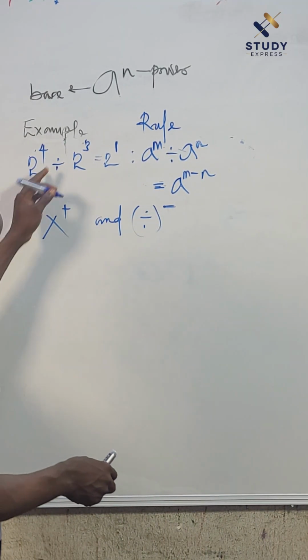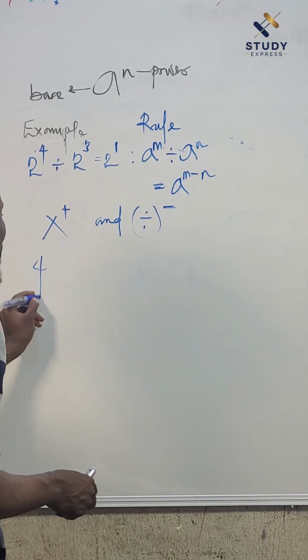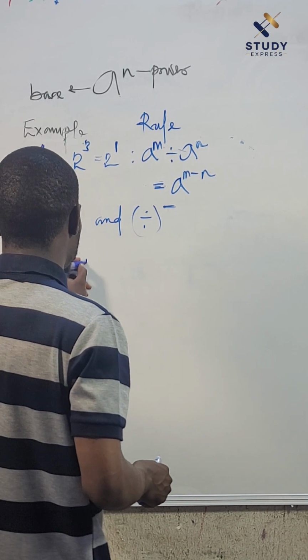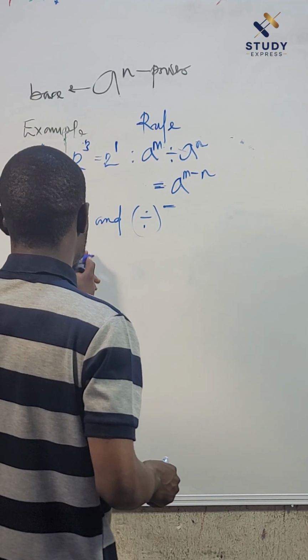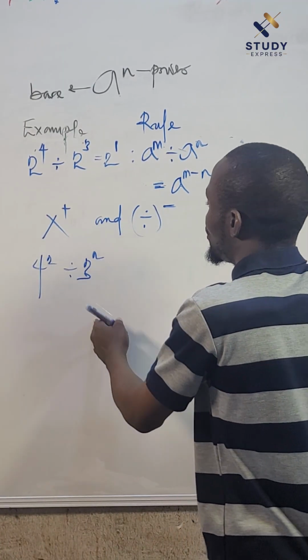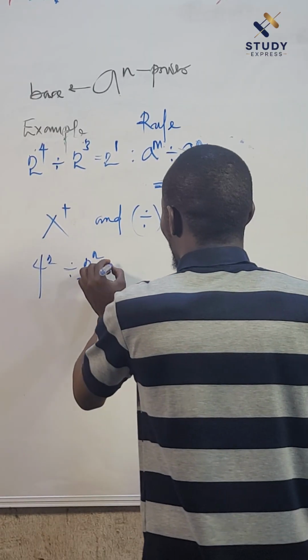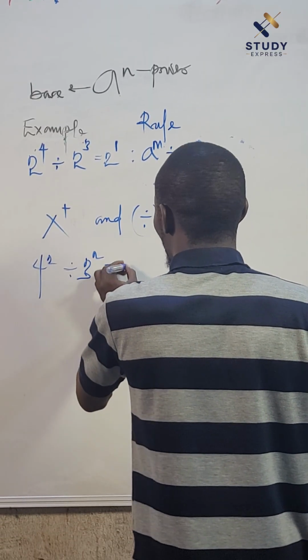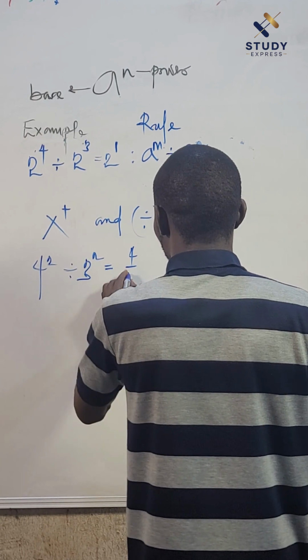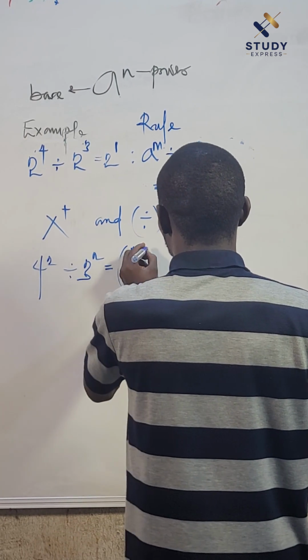Now, what if their base is not the same? For example, I have 4 raised to power 2 divided by 3 raised to power 2. What do we do here? We just need to factorize the common factor, the common power. If we factorize, this will give us 4 divided by 3, all raised to power 2.